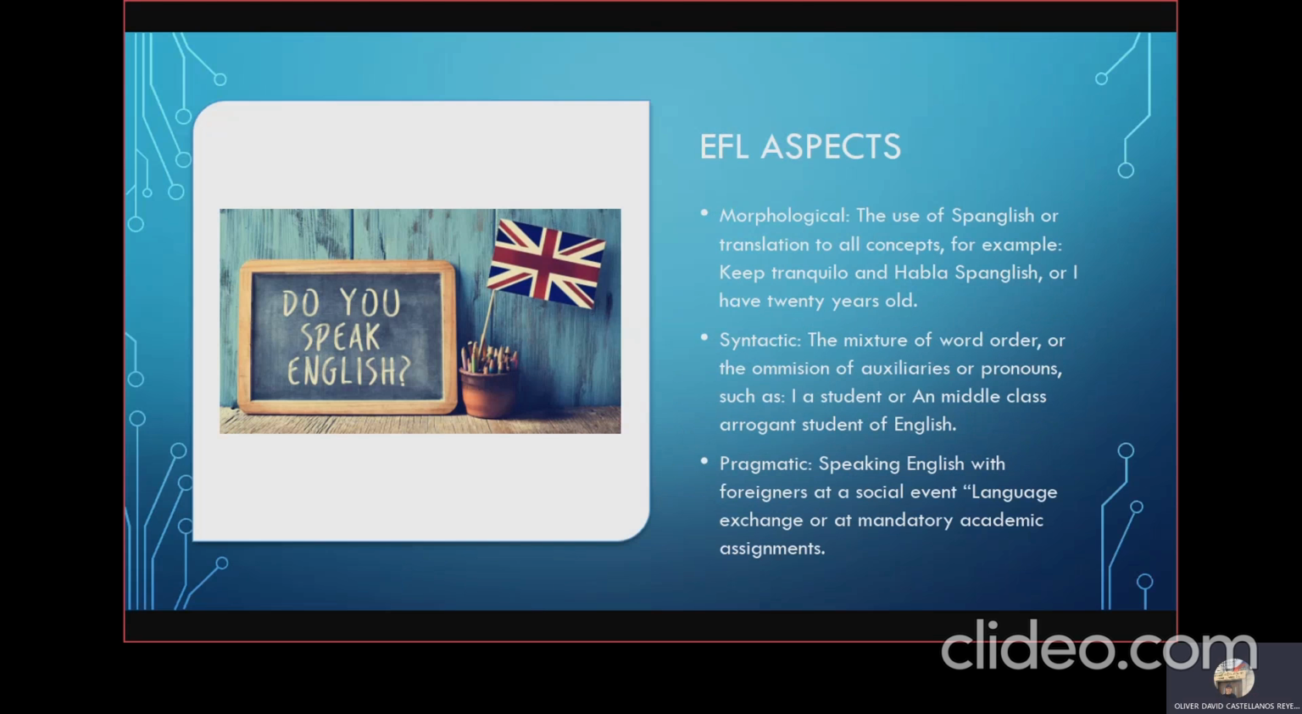Into the morphological part, the use of Spanglish or translation of concepts, for example, keep tranquilo and habla Spanglish, or I have 20 years old. Into the syntactic, we have the mixture of word order or the omission of auxiliaries or pronouns, such as I a student, or and middle class arrogant student of English. Into the pragmatic, speaking English with foreigners at a social event, language exchange, or at mandatory academic assignments.